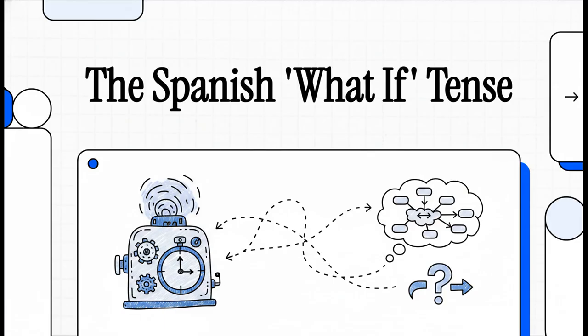It's called the conditional perfect, or in Spanish, the condicional compuesto. And this tense, it's basically your own linguistic time machine. It's the language of what if.